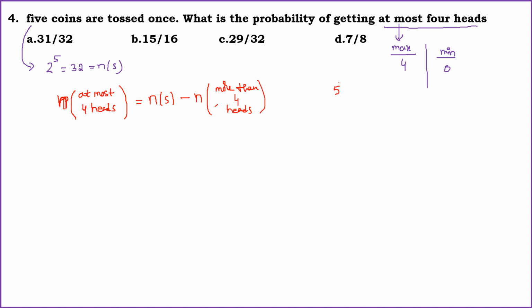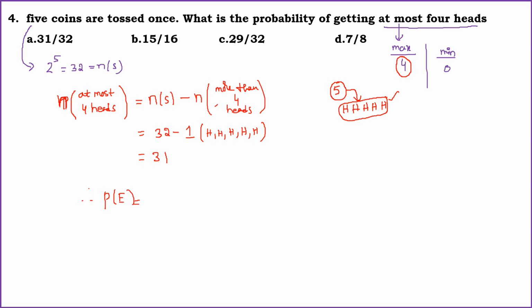Now, since the coin is tossed 5 times, there is a case where all the 5 are heads. So this is the case we have to eliminate because we have to get only a maximum of 4 heads. There is one case which has 5 out of 5 as heads. So eliminate that. Total sample space is 32 minus 1, so you'll get 31. Therefore, probability of occurring an event is n of e by n of s. N of e is 31, n of s is 32. So 31 by 32. Option A is the right answer. I hope it is clear.